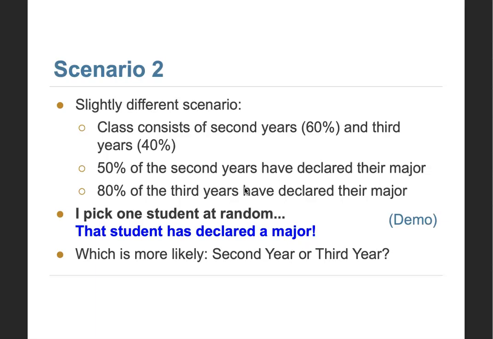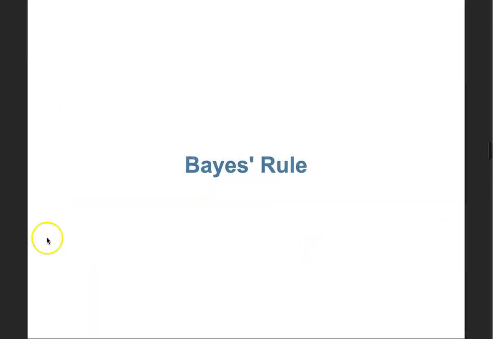To solve this problem we showed you earlier, we can make a table to list all the second and third year students, including their declared major or not. Then we can find the probability if we pick a student at random who has declared a major. That's one way to do it. But a lot of the time we use Bayes rule.